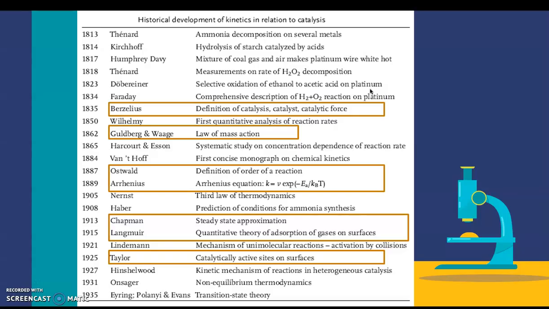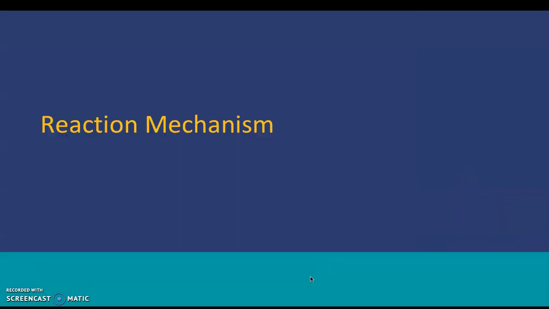These are the historical developments of kinetics in relation to catalyst. Here you see some names. You will see the Arrhenius equation that you have learned, and all of this is associated with the development of kinetics. In this chapter you will also see Langmuir and Hinshelwood. You will see a lot of these names in this chapter, where we will use their theories. The next term is reaction mechanism.